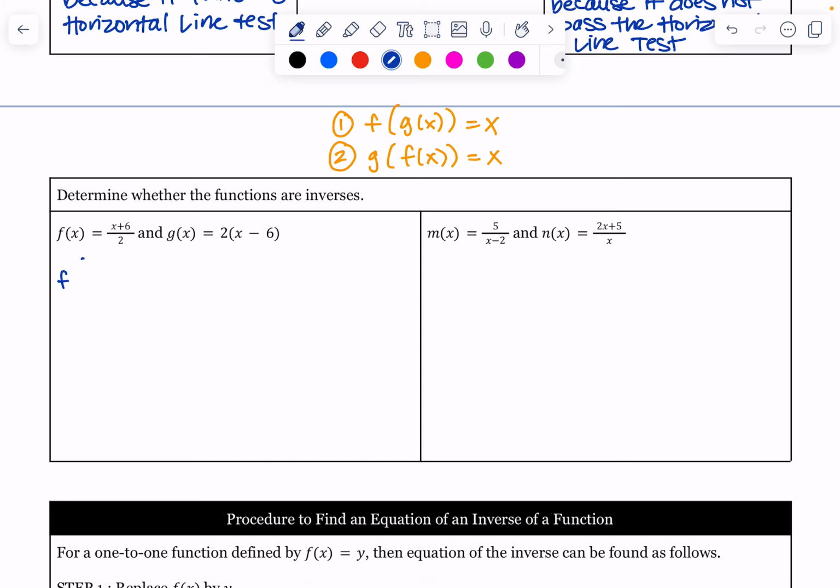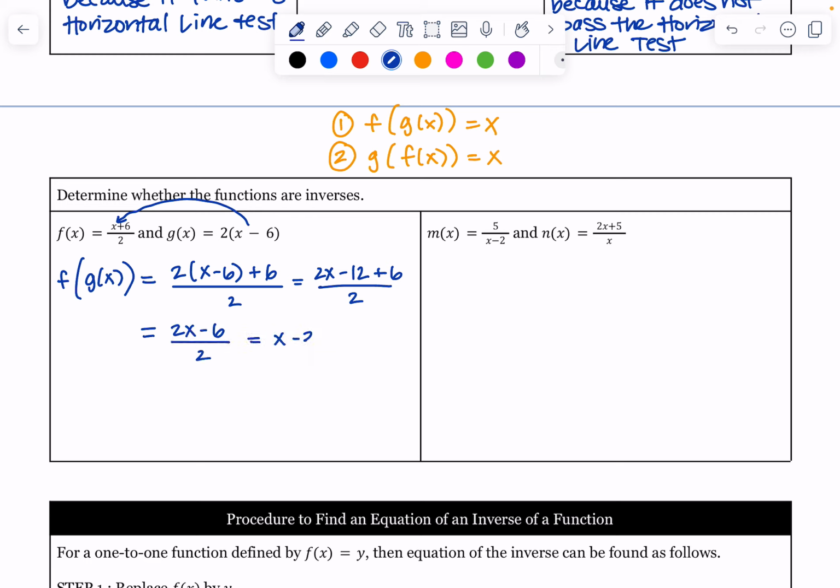So let's try f of g of x. When I do that, I'm going to take g and put it in for x. So that will be 2 parentheses x minus 6 plus 6 on top, all divided by 2. When I simplify this, I'm going to have 2x minus 12 plus 6 all over 2. So I get 2x minus 6 all over 2, which gives me x minus 3, and that is not x. So I don't even need to check the other direction. f and g are not inverses.